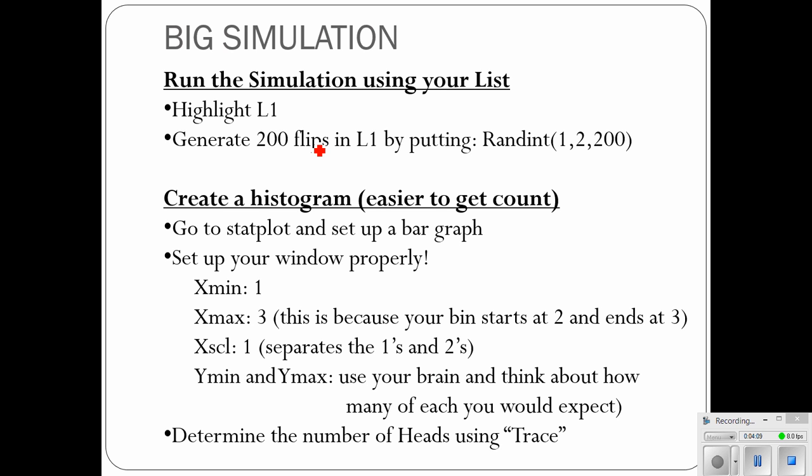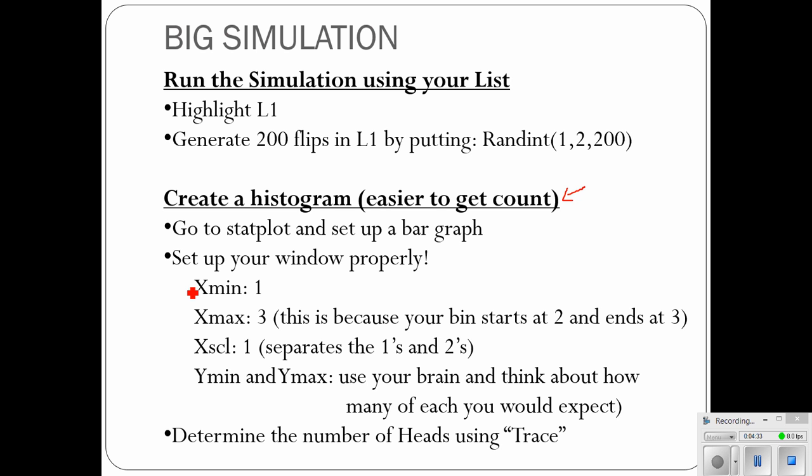And here's a way you could do that in the calculator, where we go to list 1, we highlight L1, and then we can generate 200 flips in list 1. Once it's highlighted, just doing that random integer 1 comma 2, comma 200, excuse me, and it'll generate 200 flips of the coin right there. Real easy way to count it, I suggest, instead of having to scroll through 200 ones and twos, just create a histogram with that data.